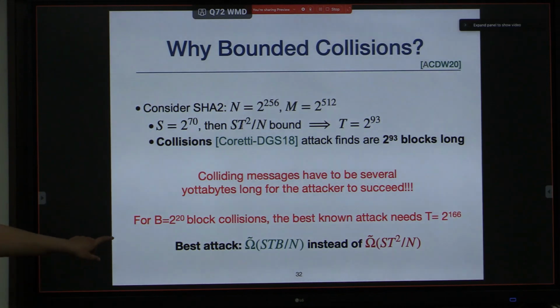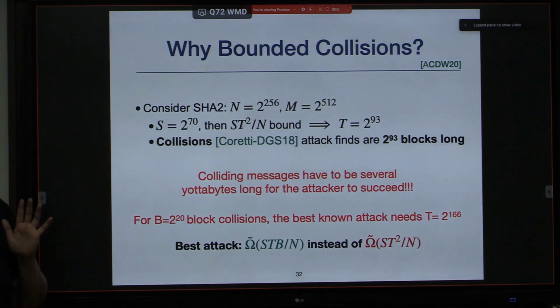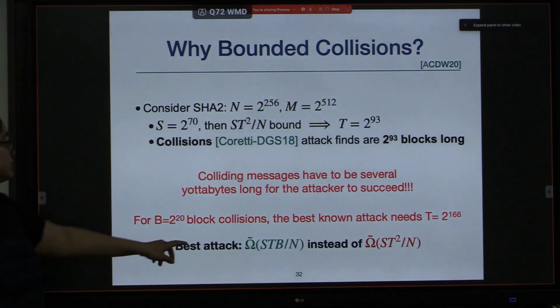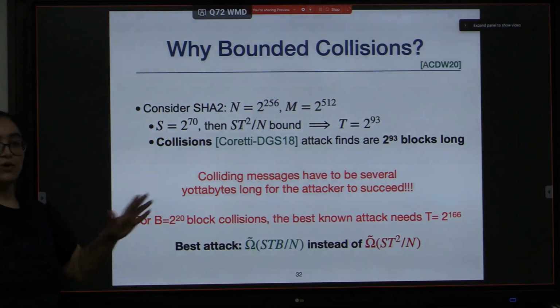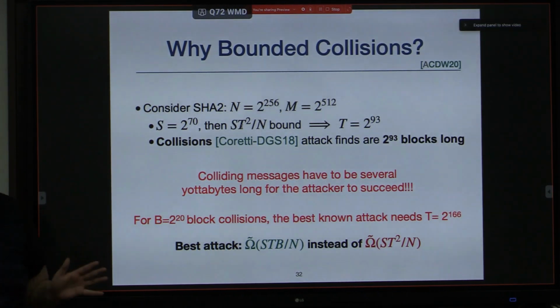And we conjectured that actually this is the optimal bound. This is the best attack, and the matching bound is also STB over N. So what this would mean is, if SB is smaller than T, then Merkle-Damgård is still achieving the optimal security. So we can still use Merkle-Damgård in scenarios where we can ensure that SB is smaller than T, or basically that B is smaller than T over S.